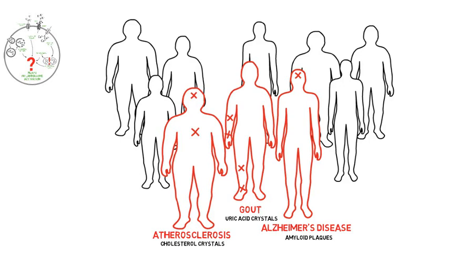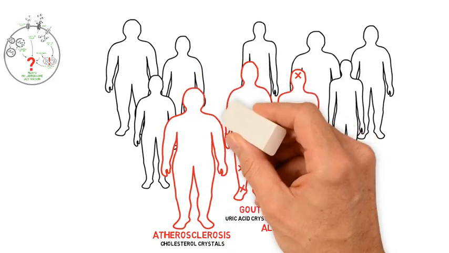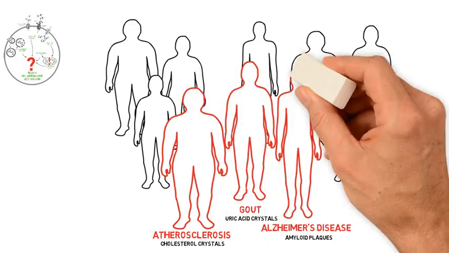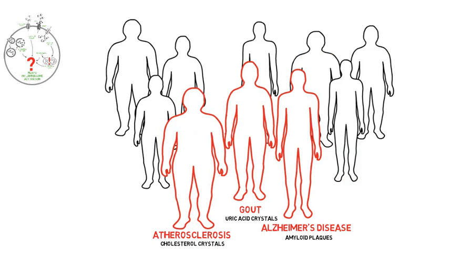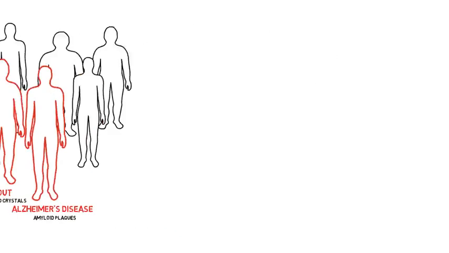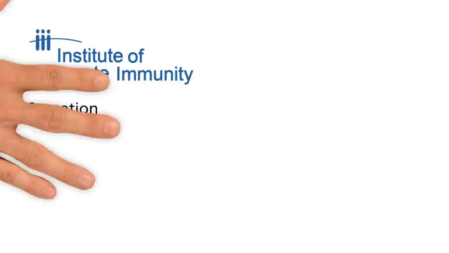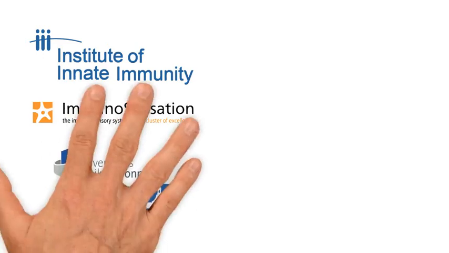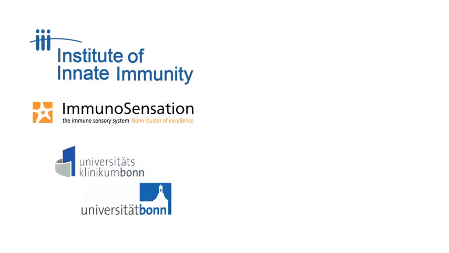So if we improve our understanding of what happens during NLRP3 activation, we may hold the key for better therapies for all of these diseases. Blocking excessive NLRP3 activation could potentially help a lot of patients, and therefore we need to better understand the molecular details of inflammasome activation. And that's why we, at the Institute of Innate Immunity, within the Excellence Cluster Immunosensation at the University of Bonn, are working on unraveling the mysteries of NLRP3 activation and regulation.